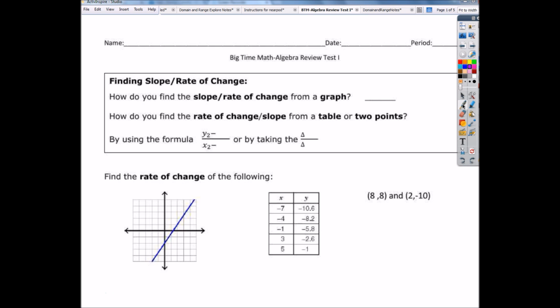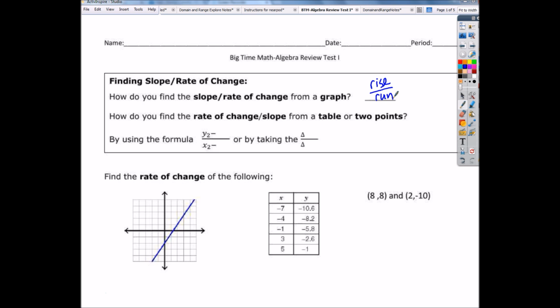So, first thing we're going to do is finding slope, the rate of change. So how do you find the slope or rate of change from a graph? Most likely you're going to find 2 points, and you're going to count those points and do a rise over run. You can rise up, go down, or always run to the right.